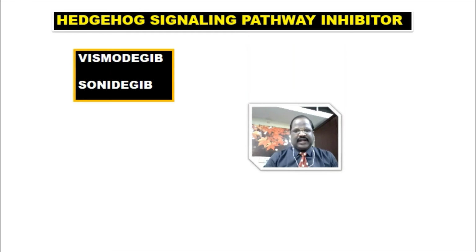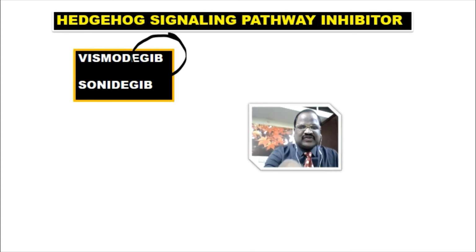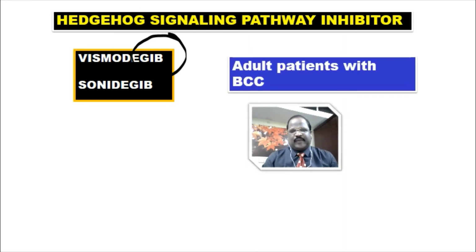Look at the drug names. The drug names are vismodegib and sonidegib. Look at the spelling: these drug names all end with the suffix "degib". They are called Hedgehog signaling pathway inhibitors, and they are useful for treatment of adult patients with basal cell carcinoma. So vismodegib, sonidegib are useful for treatment of adult patients with basal cell carcinoma.